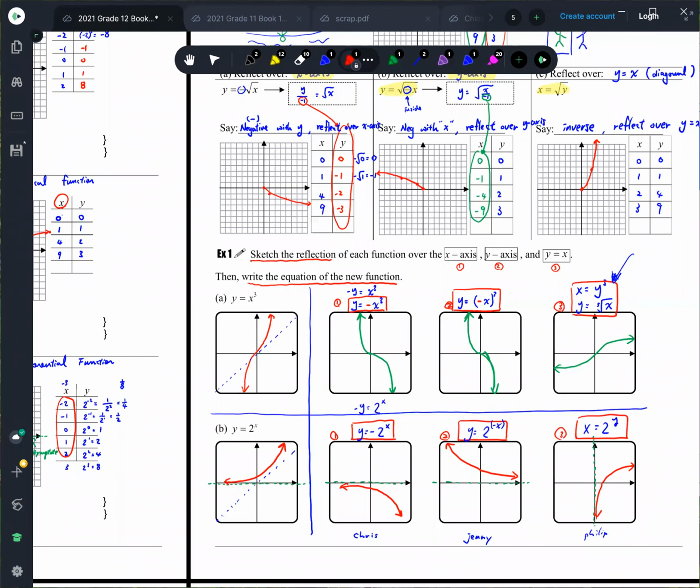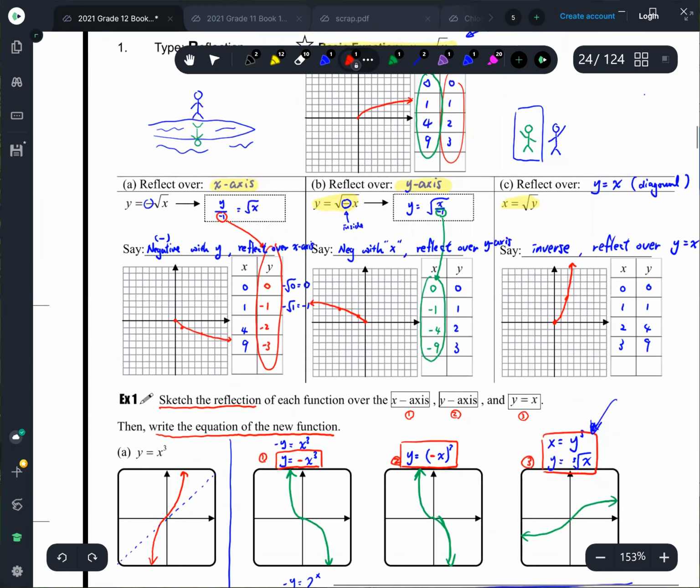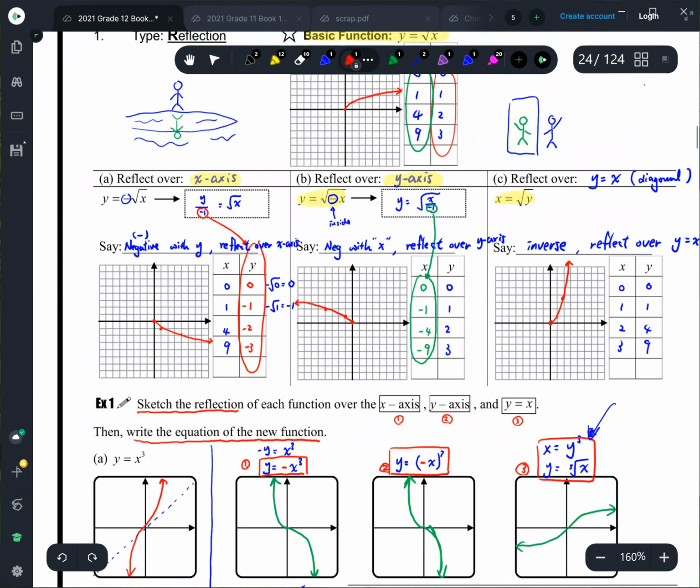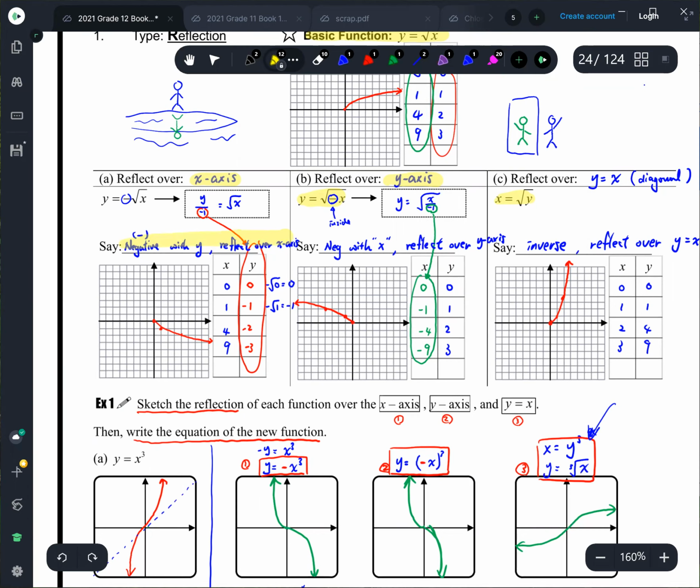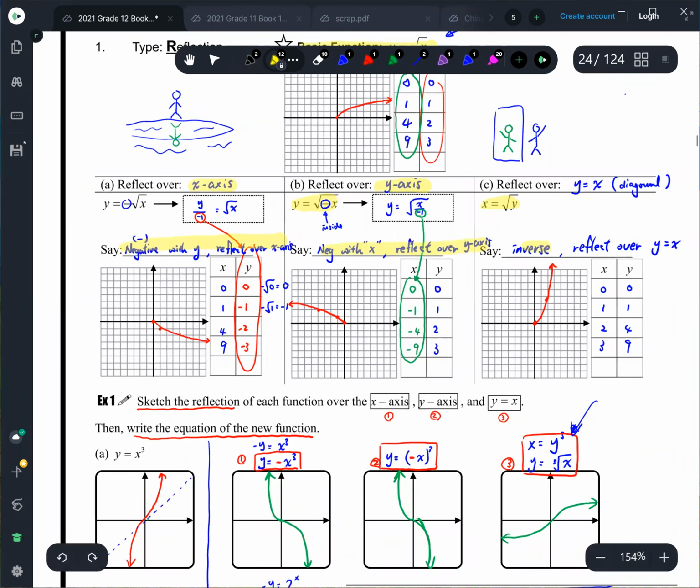So last class, we covered three kinds of reflections, right? We have the first rule here. I'll highlight that. So make sure you repeat each sentence several times, okay? Negative with y, reflect over x-axis. If you have negative with x, reflect over y-axis. If you see an inverse, then the function will reflect over y equal x, okay?